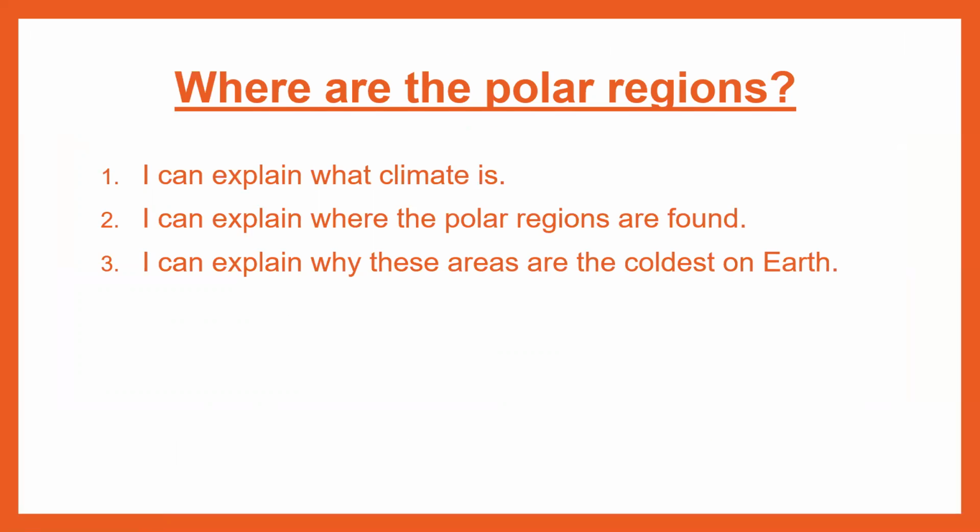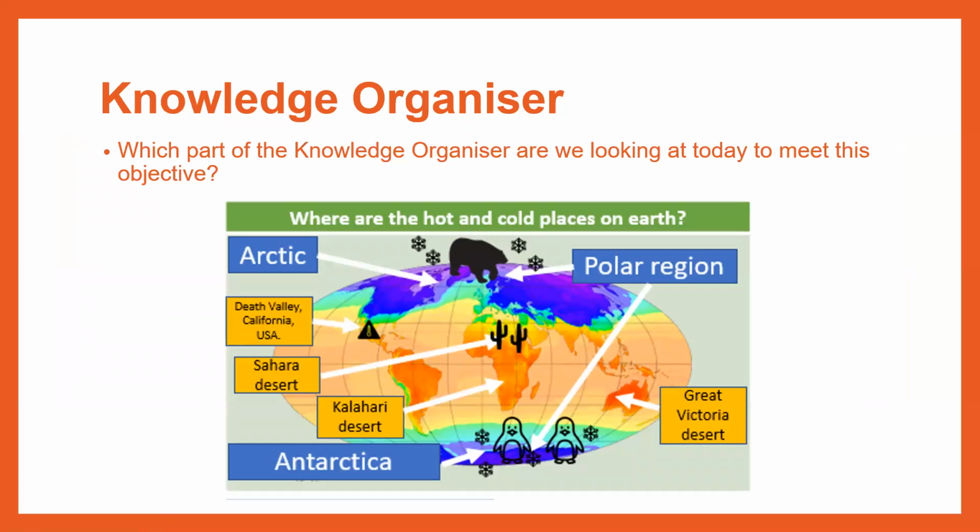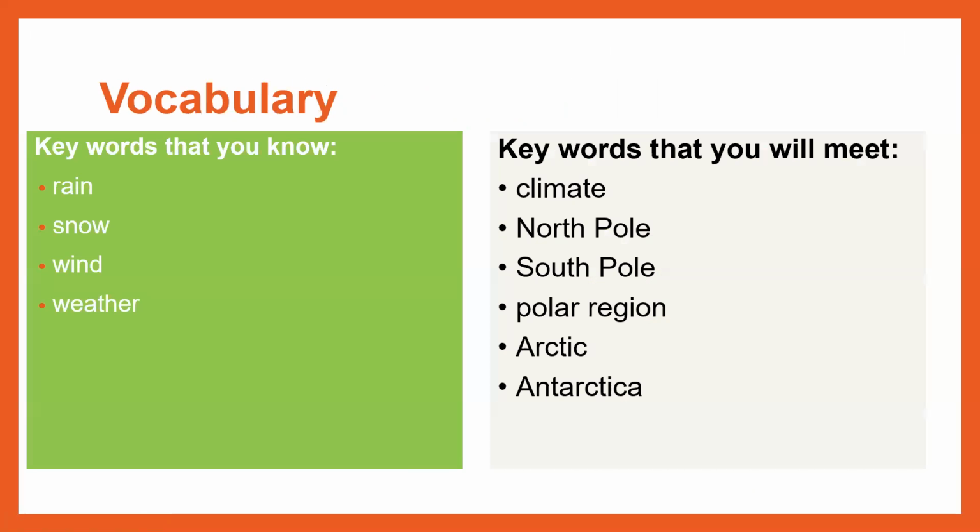So today's lesson is going to be all on where are the polar regions. To do this, we are going to explain what a climate is. We are going to explain where the polar regions are found, and we're going to explain why these areas are the coldest on Earth. This is where we would find it on the knowledge organiser. Where are the hot and cold places on Earth? Today we're going to focus on the cold places.